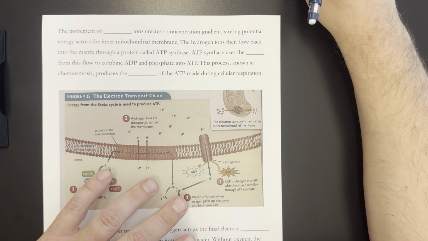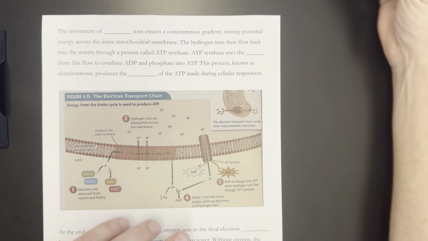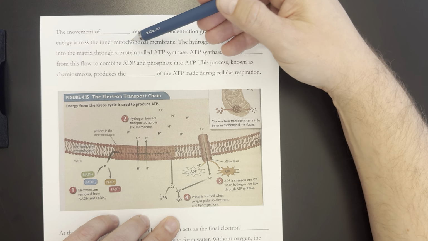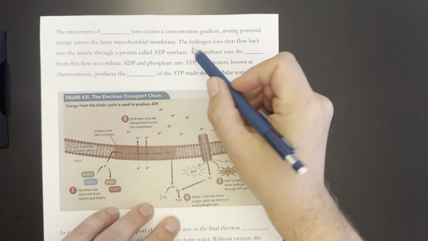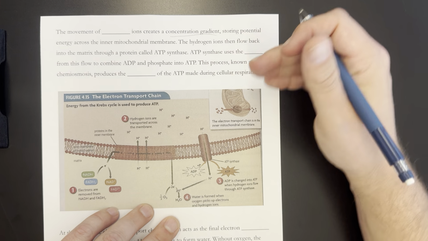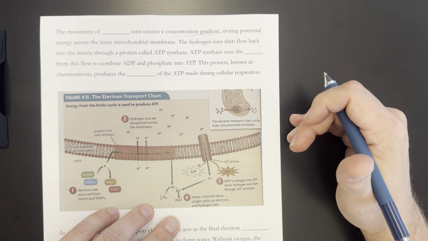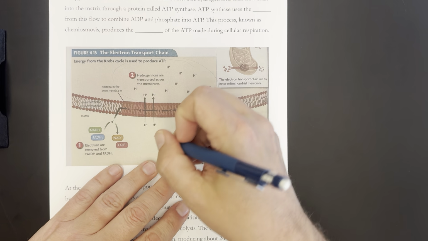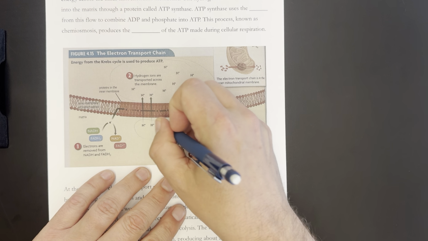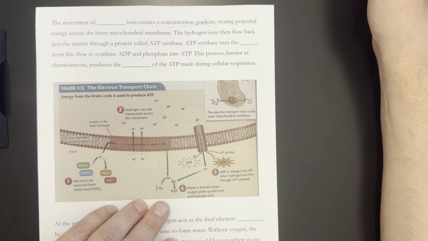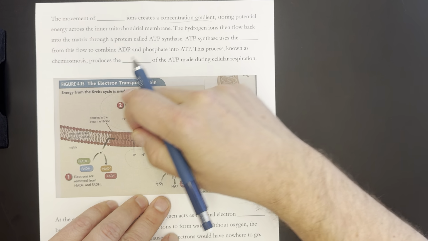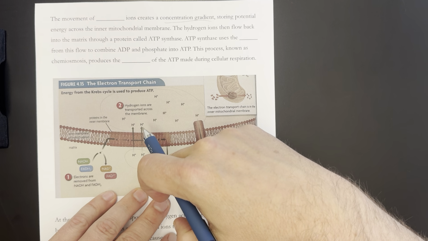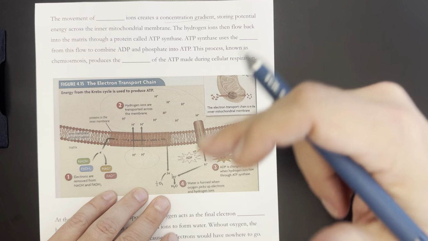The movement of hydrogen ions creates a concentration gradient, storing potential energy across the inner mitochondrial membrane. So concentration gradient just means there's a high concentration and a low concentration somewhere. In this case, our high concentration's up here, and our low concentration is down here. This is important because naturally the high concentration will want to move to the lower concentration, and that can do work.